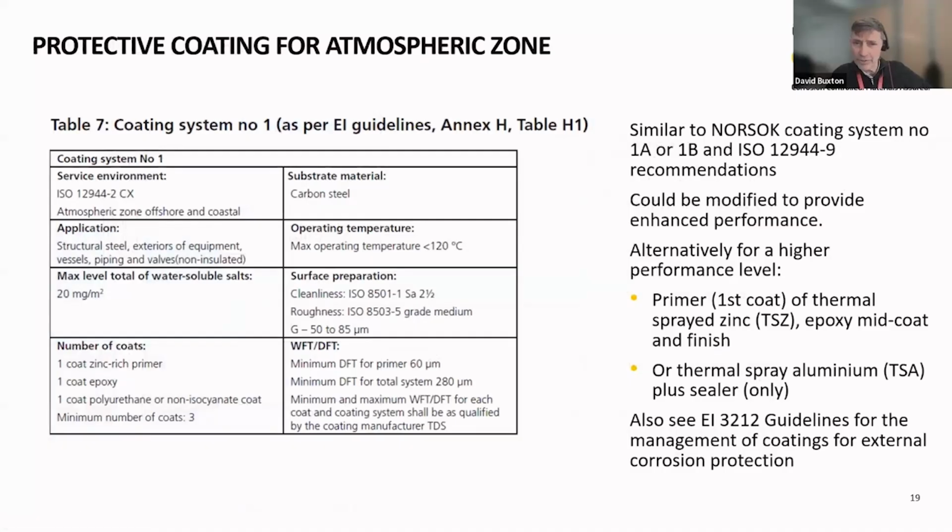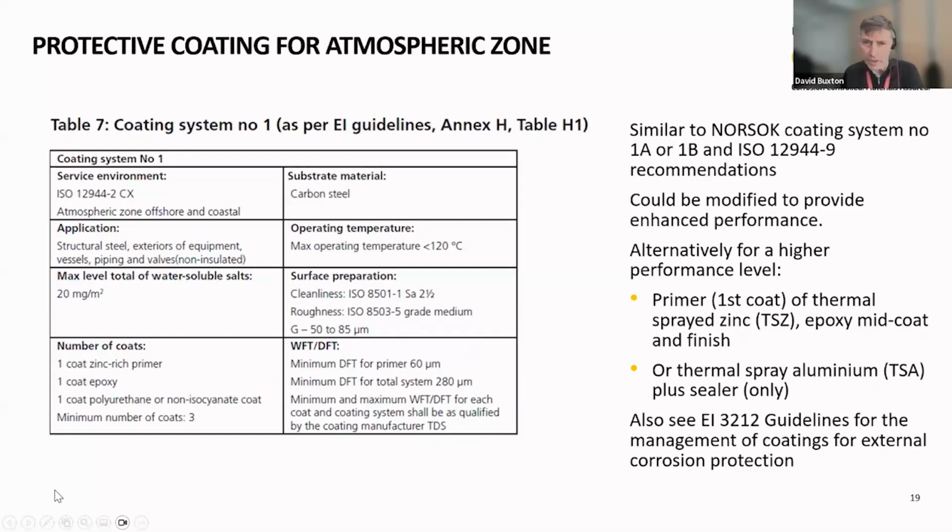This is an example of a standard coating that might be used for the atmospheric zone. A 3-coat system, zinc-rich primer, epoxy coat, and a polyurethane top coat, perhaps. This is similar to the Norsok coating system 1A or 1B. The table shown on the slide is one taken from the document, and there are similar tables produced for each of the zones. So this is a standard.